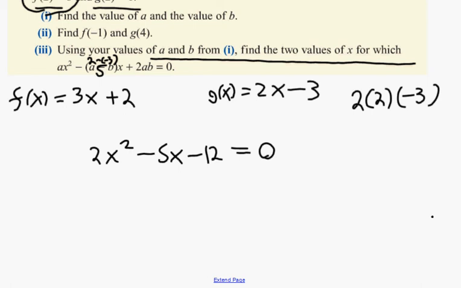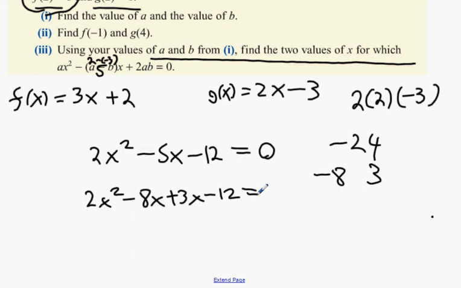So it's 2 times 12, with a negative reference number. Do we use two positive or two negatives, or what do we do? One positive, one negative. Can you make a choice? What two numbers would you like to use? 8 and 3. Which one should be the negative one? Minus 8. 2x squared minus 8x plus 3x minus 12 equals 0.